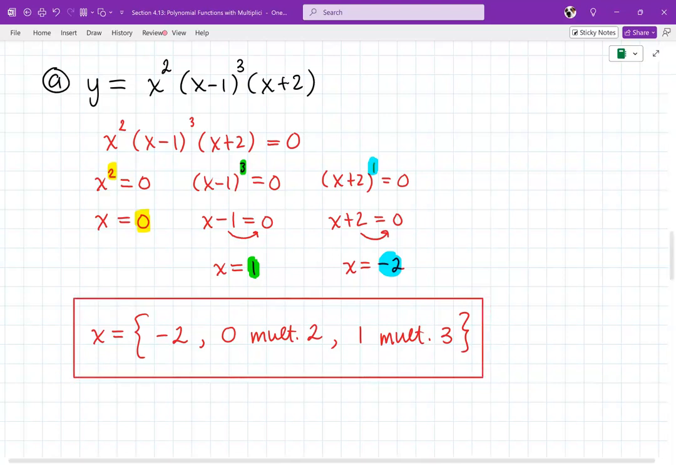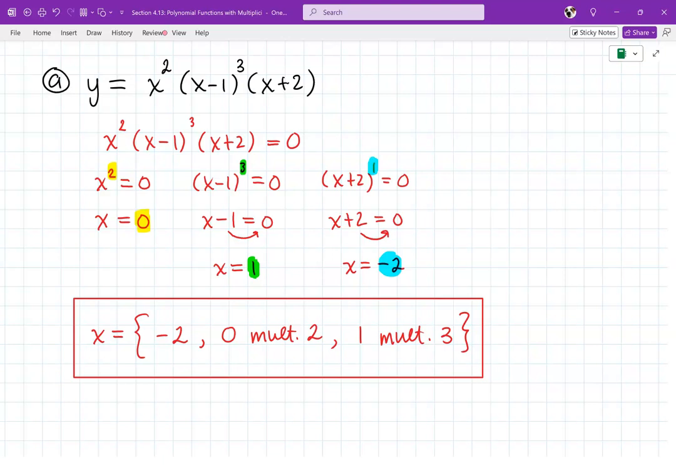But was the answer 0 an even or an odd multiplicity? Even, because the power was 2 on it, right? Was the answer of 1 an even or an odd multiplicity? Odd, because the power was 3 on it. And then -2, even or odd? It's going to be an odd, a power of 1. Now, I'm not saying is the number -2 even or odd, because that answer would be even. But I'm asking you, look at the power where it came from. Is it even or is it odd?